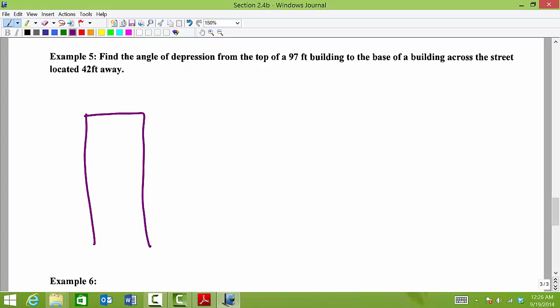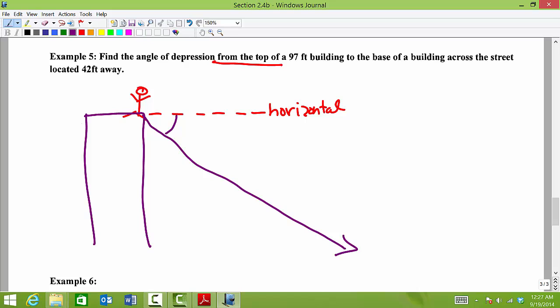So we're going to draw a picture here. Here's our building. And it says from the top, so we're going to pretend like we're standing at the top here. The first thing I want to do with an angle of depression or elevation is to first establish my horizontal. So going straight across from the top of the building, here is our horizontal. We want to establish that first. And then the angle of depression from that horizontal, or looking down from there, is what I'm actually going to be looking for. This is my angle of depression. We'll call that angle D. And we are looking down to the base of a building that is across the street.